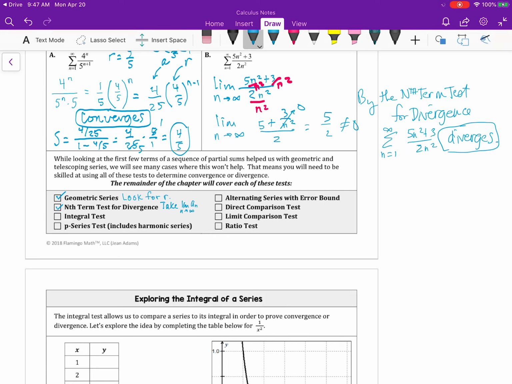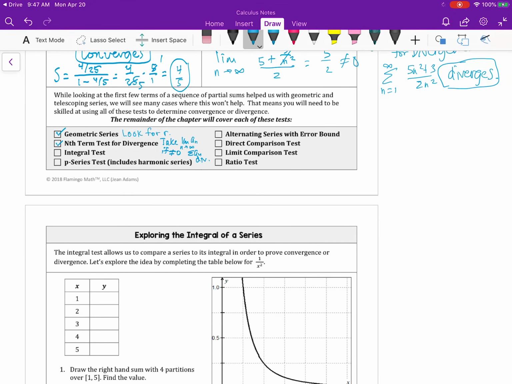Then we talked about the nth term test for divergence. And that one, I just put myself a little note. We're always going to take the limit as n goes to infinity of that sequence, right? But since we're trying to find whether a series diverges, you're going to say, if it does not equal 0, then summation a sub n diverges. If it does equal 0, we don't know. It may or may not diverge.